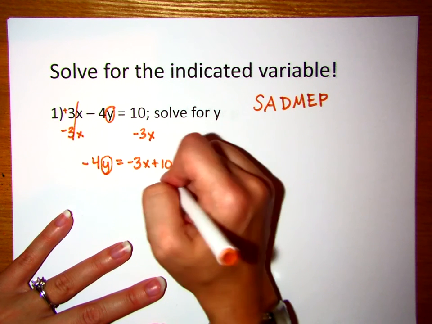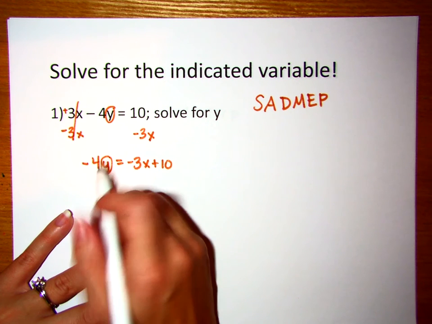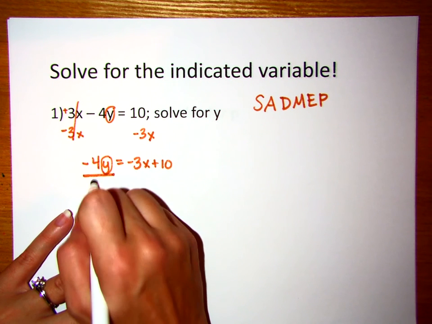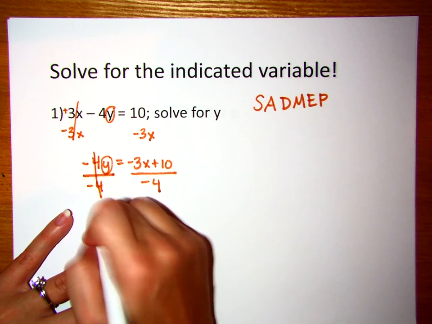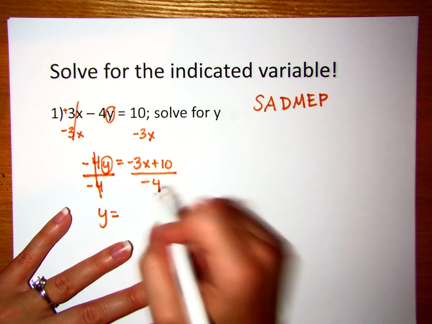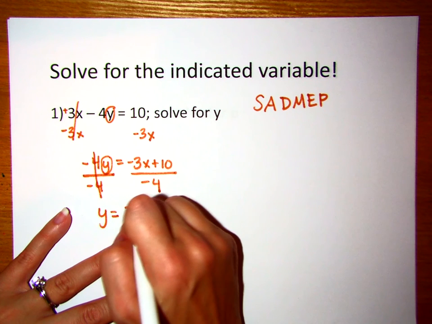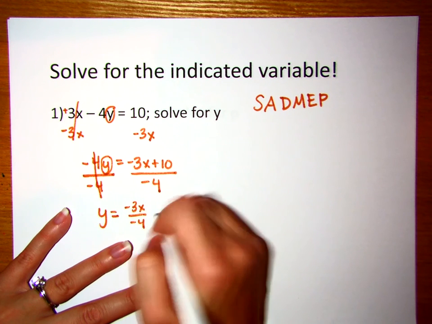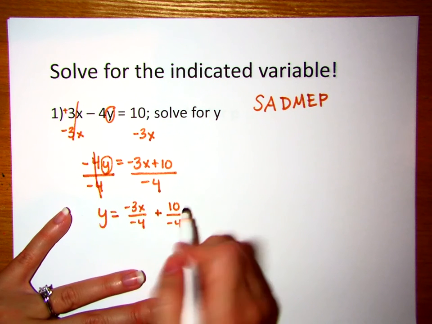because these are not like terms. So negative 4 times y means it's multiplication, so the opposite of that would be division. So we want to divide both sides by negative 4. These would cancel and y would equal, and you can split this off or you can leave it like that. I'm going to split it off. So it would be negative 3x over negative 4. Then we would have plus 10 over negative 4. So that negative 4 gets split off to both pieces.